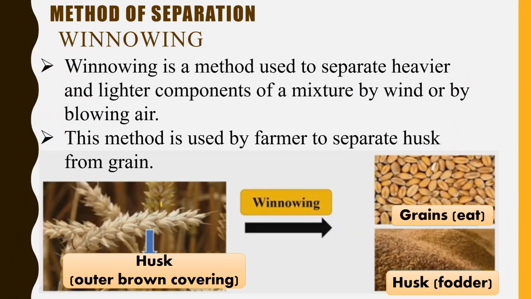In threshing, the grain is removed from the chaff or husk, but the two are still together. The husk and the grain need to be separated from each other, and this is done by another method of separation, that is winnowing. Winnowing is a method used to separate heavier and lighter components of a mixture by wind or by blowing air.